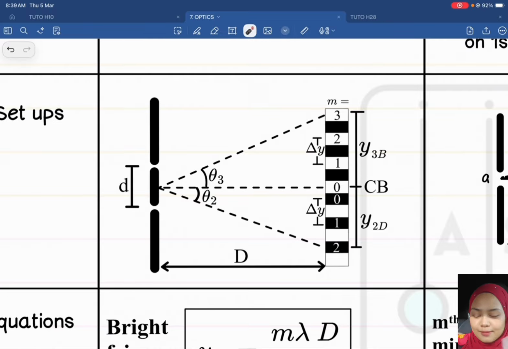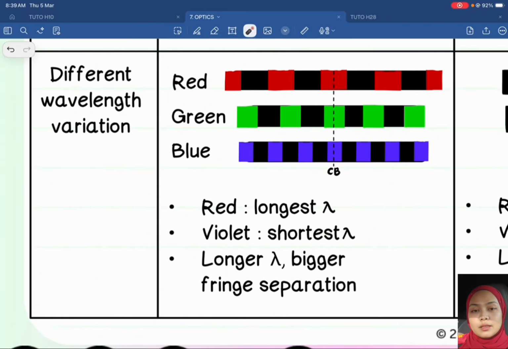Now I want to show you the difference between wavelength variation. We know that red color has longer wavelength and blue or violet has the smallest wavelength. So if you have red color, the width of the fringes is wider compared to blue. So red is the longest, violet is the shortest. Longer lambda, bigger fringe separation.